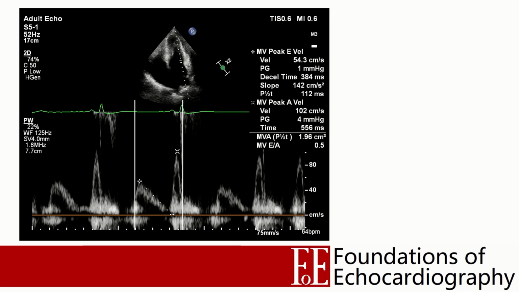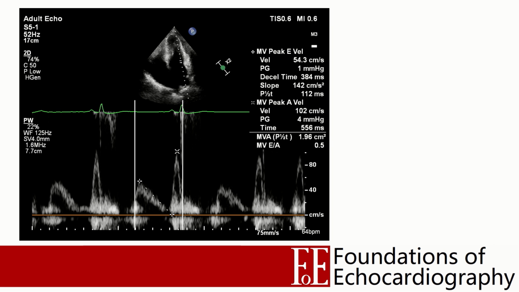Here we can see that the E wave reaches a maximum velocity of just over half a meter per second. Early diastolic filling is not rapid, and it carries on for much longer than in our previous examples, as evidenced by the extended deceleration time. During atrial systole, the A wave velocity is almost double the E wave velocity.